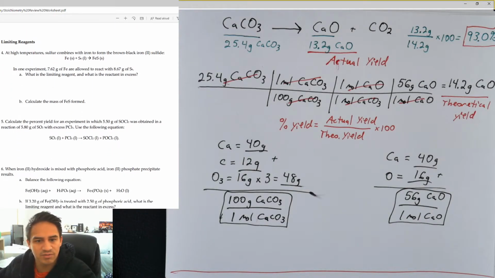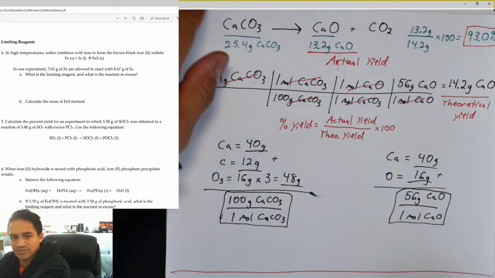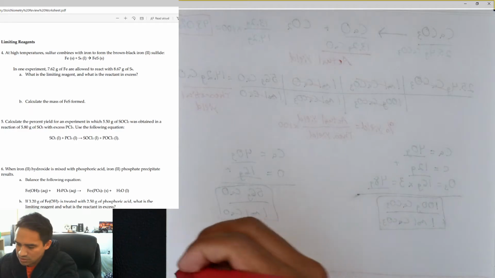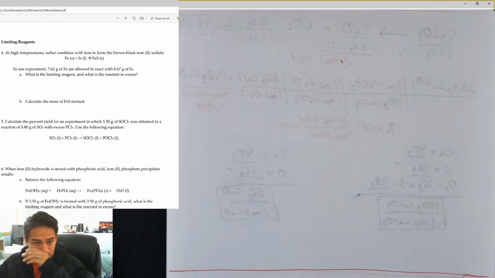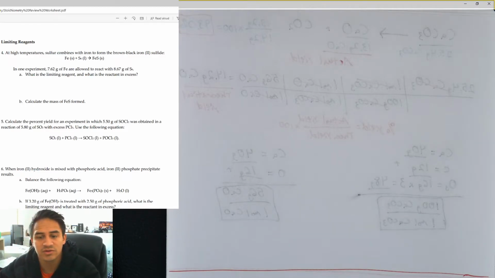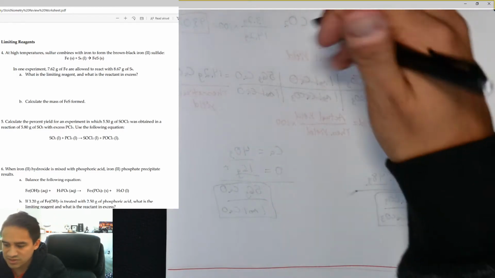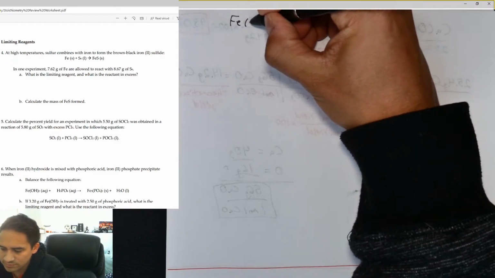Let's move on to problem number 4, and these problems on limiting reagents or limiting reactants. Okay. So it says at high temperatures, sulfur combines with iron to form the brown-black iron 2 sulfide. In one experiment, 7.62 grams of iron are allowed to react with 8.67 grams of S8. What is the limiting reagent and what is the reactant in excess? Okay, so let's write out our reaction here on our paper first, just so again that we have it.